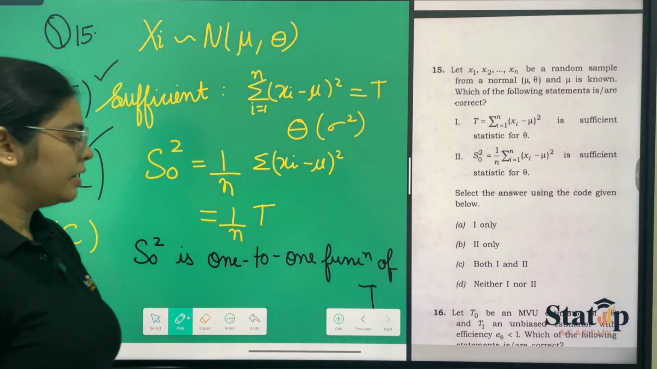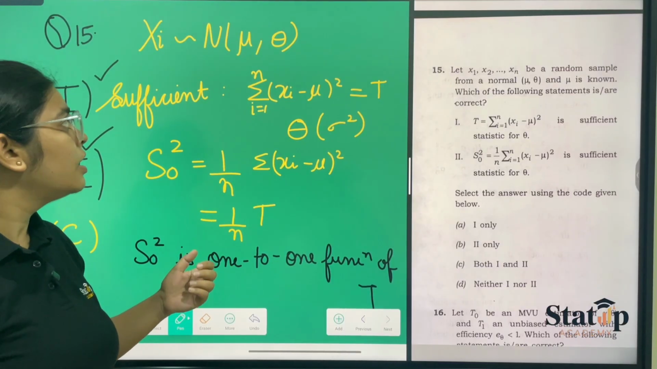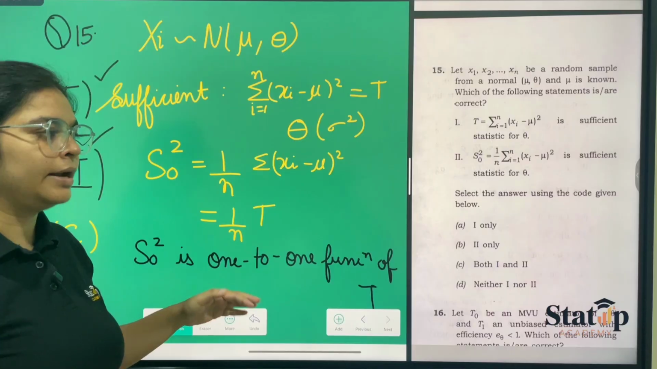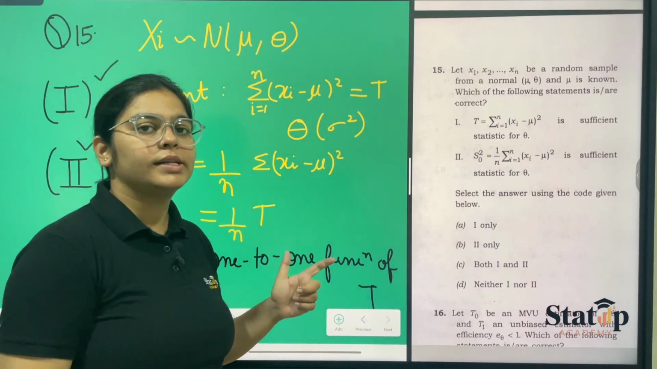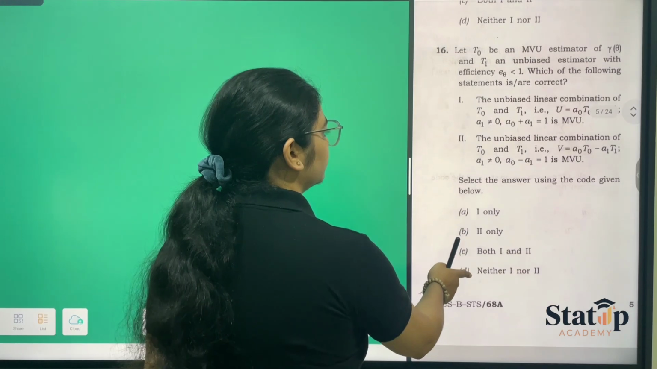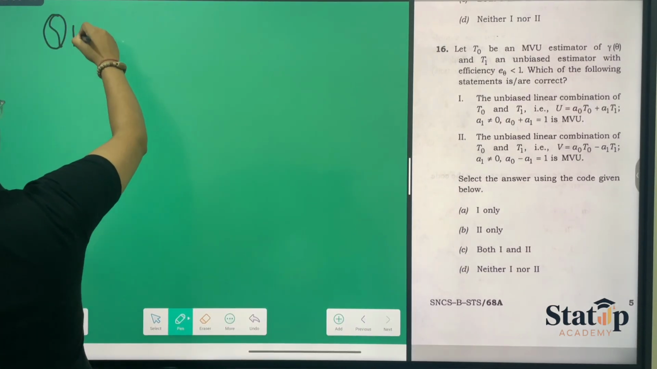Option number C is the correct option for this, that both statements are correct. The questions that we have been doing, 12, 13, 14, 15, most of them are direct implementation of your laws and theorems. Now again another law has been asked in question number 16.